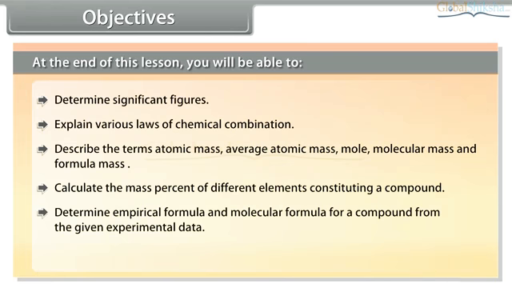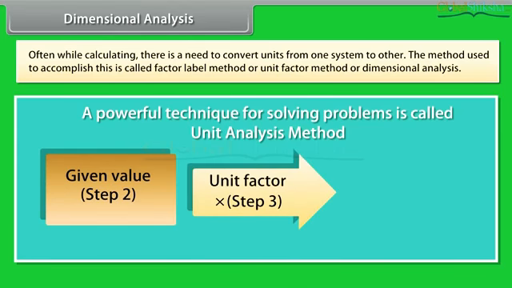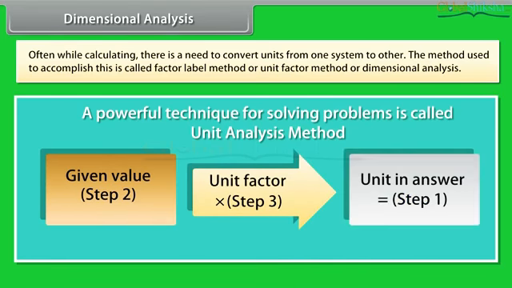determine empirical formula and molecular formula for a compound from the given experimental data, perform the stoichiometric calculations. Dimensional analysis. Often while calculating, there is a need to convert units from one system to another. The method used to accomplish this is called the factor label method, unit factor method, or dimensional analysis.